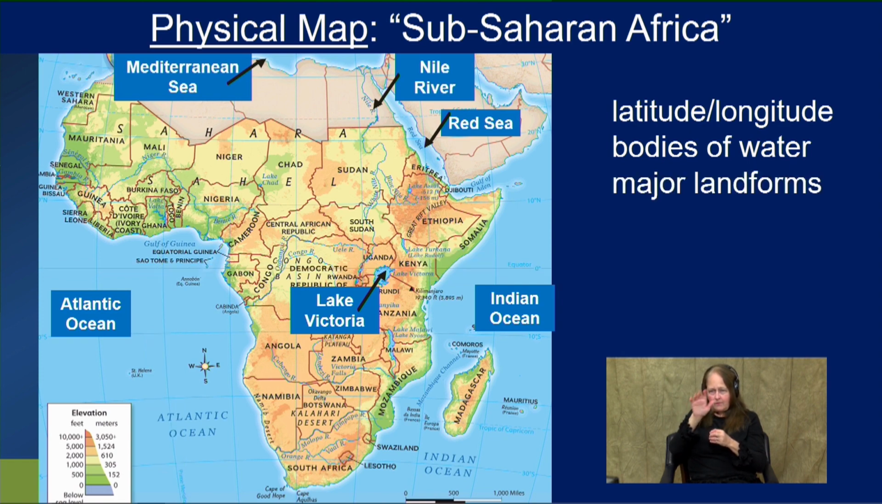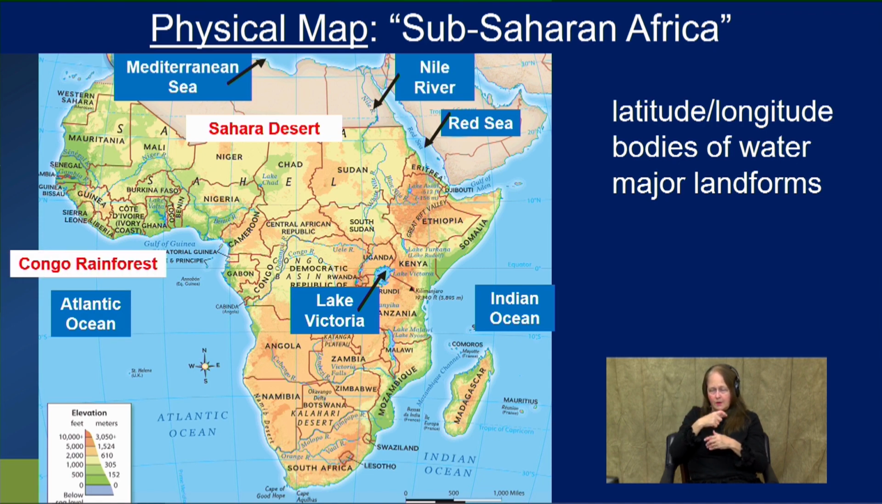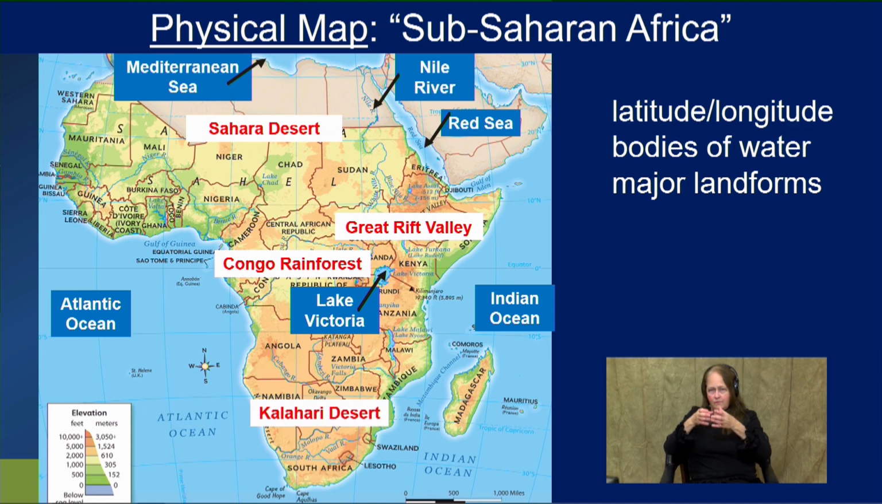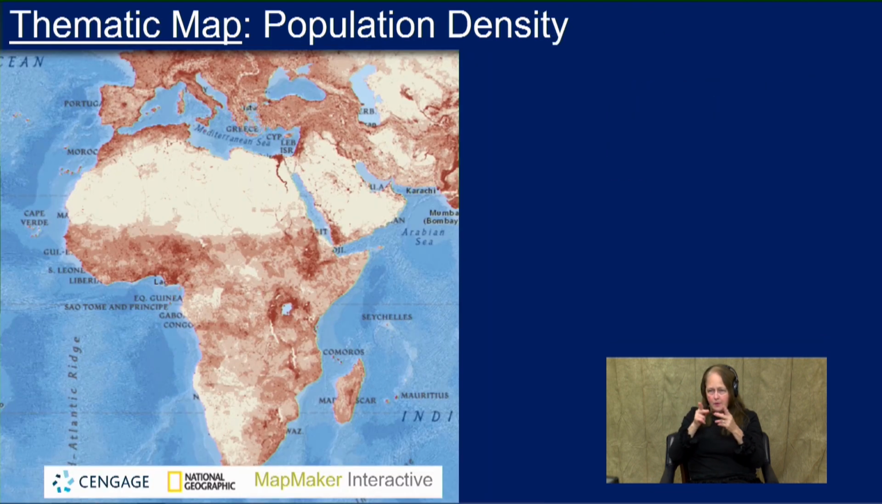And some major landforms to know about. We've already mentioned that in the north there's the Sahara Desert. We also have the Congo rainforest in mid-central Africa. Also the Great Rift Valley, which is an area that has been affected by plate tectonics. And there you're going to find lakes and rivers and volcanoes. In the south, you've got the Kalahari Desert and the Namib Desert. And let's not forget Madagascar. Many of you probably knew that that was a real place, not just a movie that you've seen.